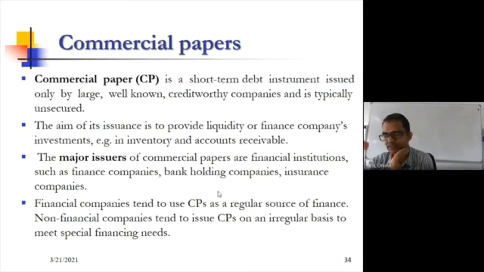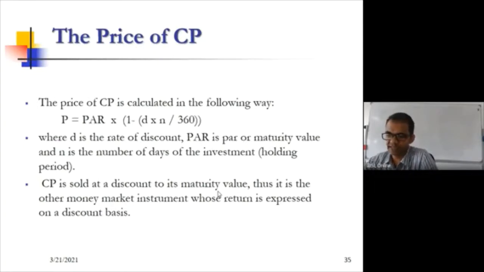And the issuance depends on their requirements. So therefore, there's no rule to say that maturities will be 91 days, 364 days, or 182 days, or something like that. There will be irregular maturities depending on their requirement. So then the pricing is almost the same.